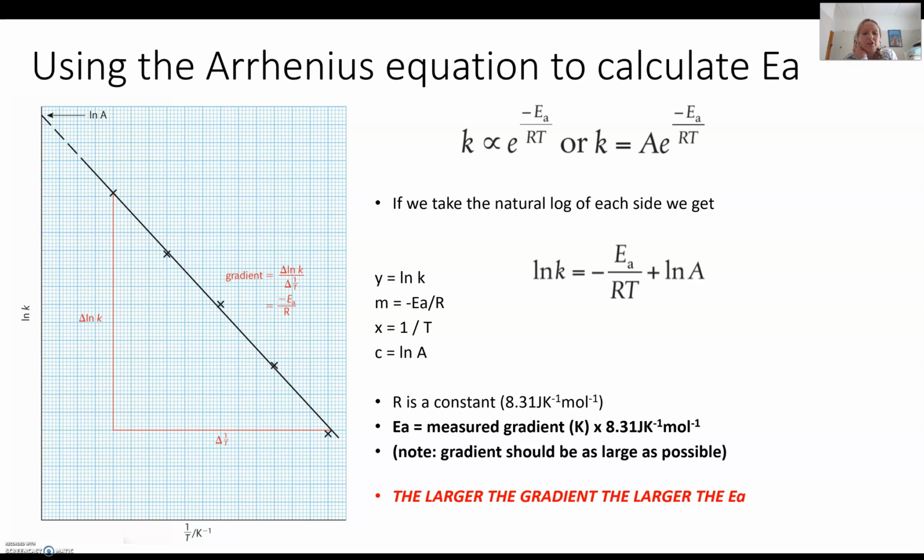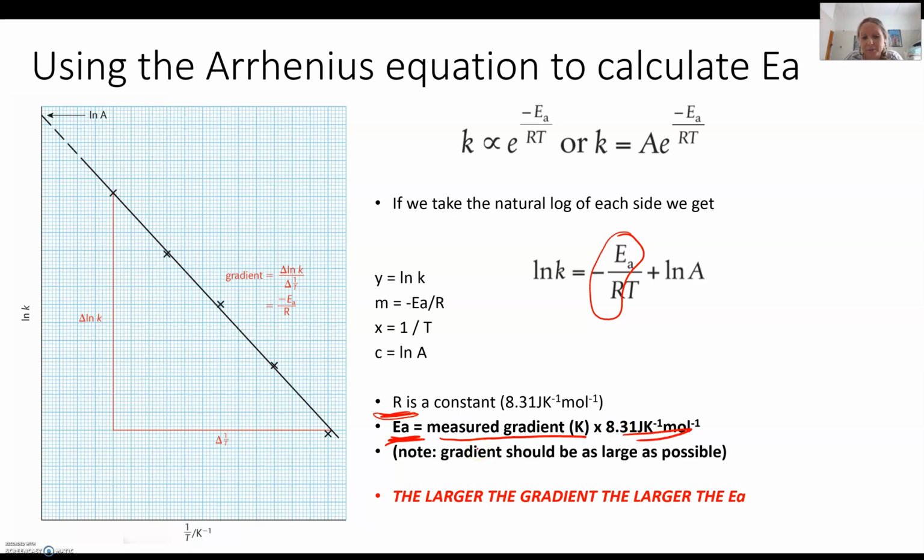So then what you can actually do is, if you have a graph of log rate constant against 1 over absolute temperature, you can take the gradient of the line, and the gradient of the line will then tell you the activation energy. Because the gradient is negative EA over R, and we know R is a constant, we can rearrange, and your activation energy will be your gradient times R.